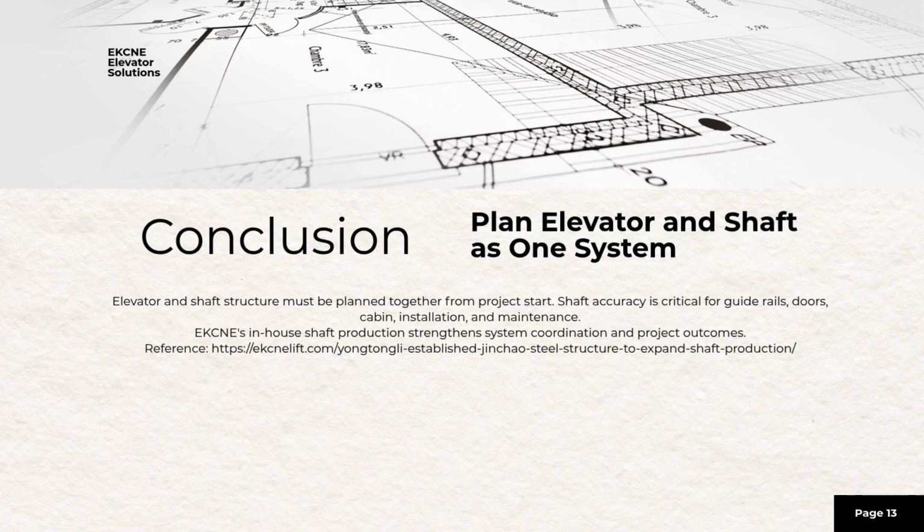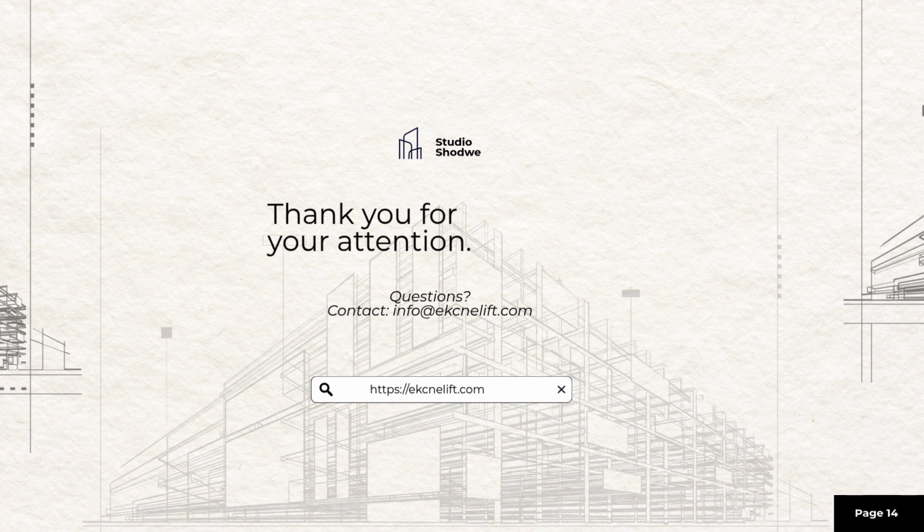Conclusion. The main lesson is simple. An elevator project should not plan the elevator first and solve the shaft later. The elevator and shaft structure should be planned as one system from the beginning. Shaft accuracy affects guide rail fixing, door alignment, cabin space, installation efficiency, and long-term project consistency. EKCNE's expansion into in-house shaft production through Jiangxi Jinchao Steel Structure helps connect elevator components, complete elevator systems, and shaft structures in one coordinated production system.